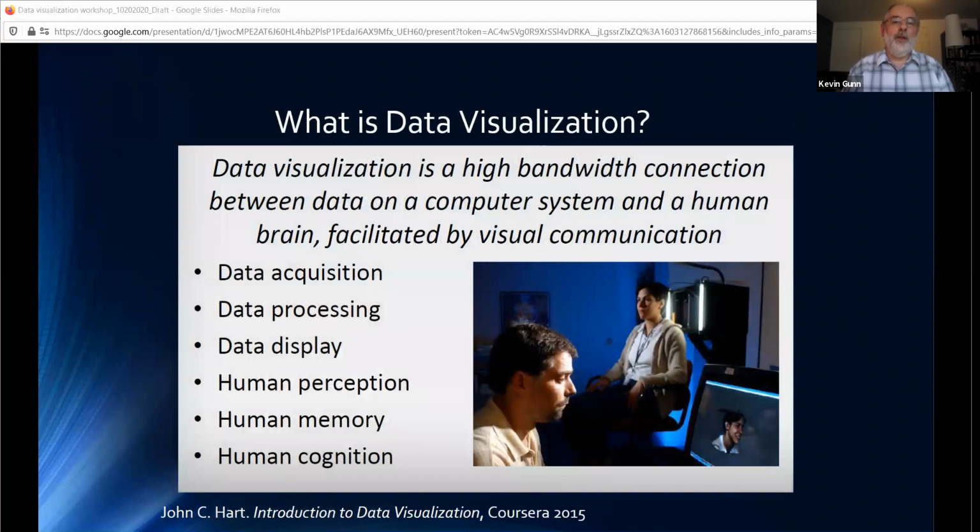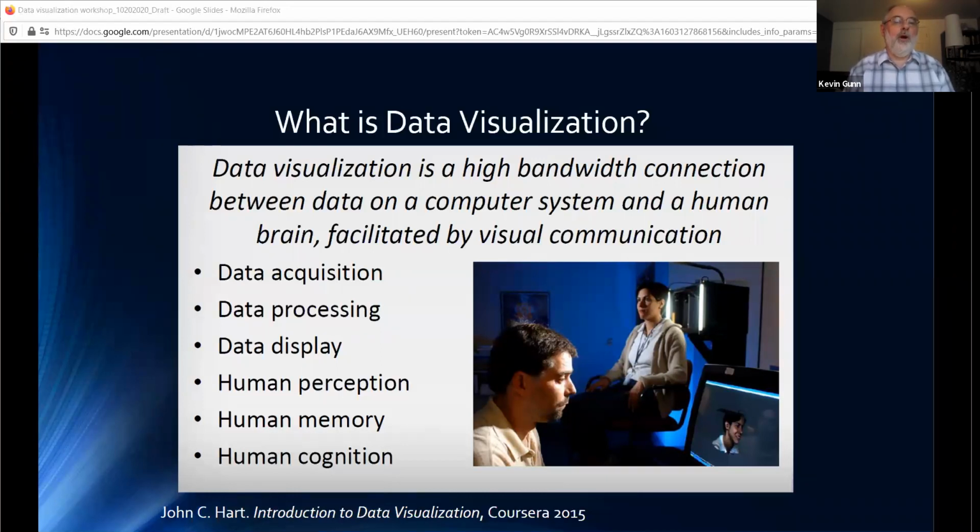So what is data visualization? Remember, it's not just a pretty graph or pretty table or whatever that you have. There's a lot more going on in the background. So if you're looking at data visualization, with the rise of computers, you have a more robust, complex form of data visualization. So you need to be cognizant of the interaction between data, the computer, and the human being. It's very important. So data visualization is a high bandwidth connection between data on a computer system and a human brain, facilitated by visual communication.